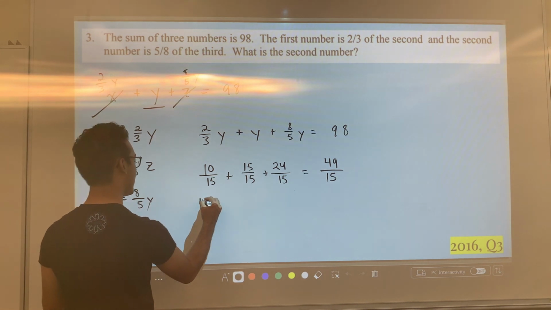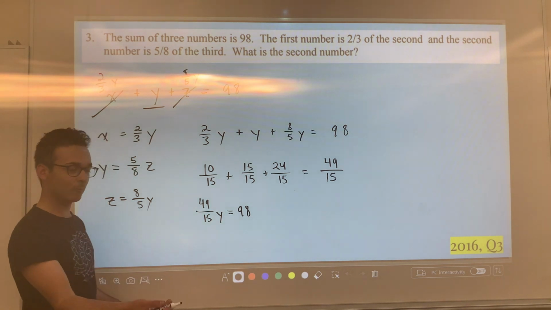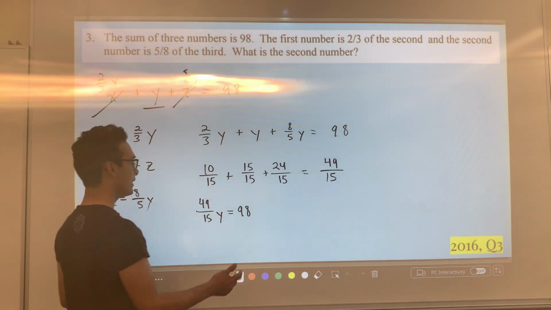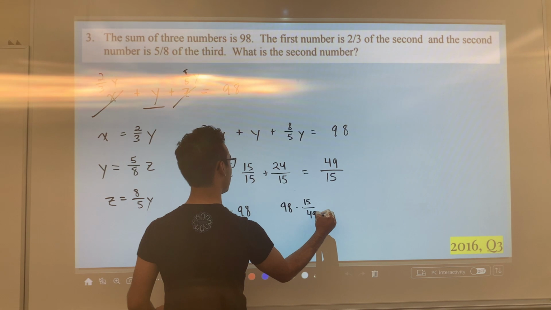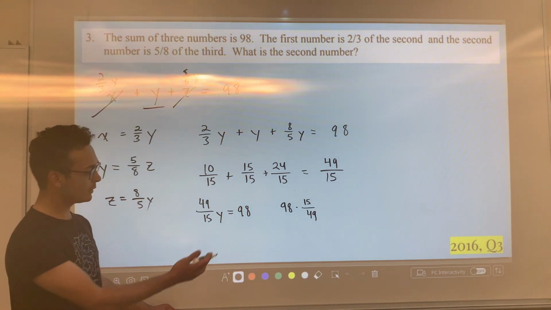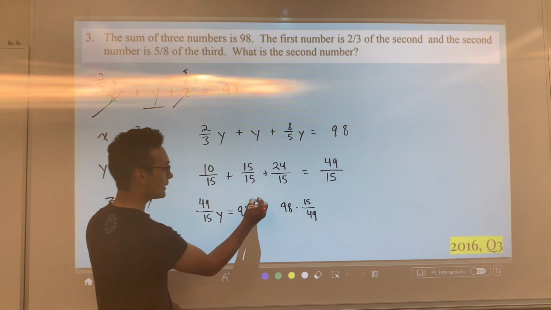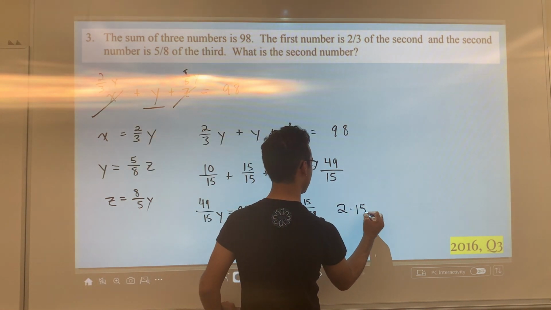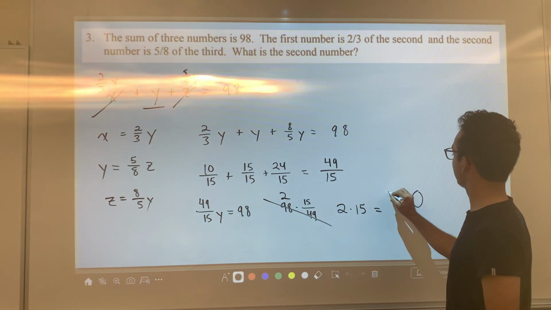So we get 49/15 y is equal to 98. Because we want y by itself, we multiply both sides by 15/49. So if we do 98 times 15/49, you might be tempted to do 98 times 15 and then divide that by 49, but notice that 98 divided by 49 is simply 2. So we can cancel that out, treat that as 2, and then all we have to do is 2 times 15, and we get our final answer, which is 30.